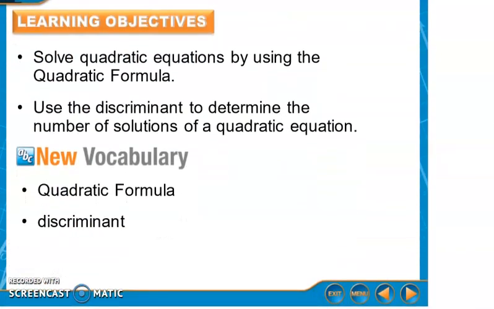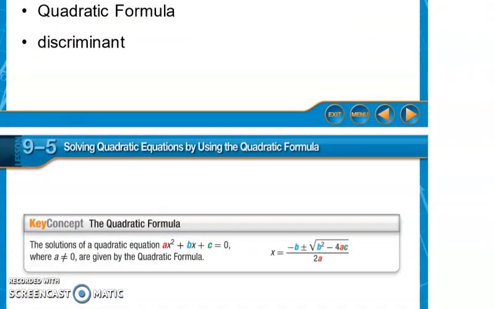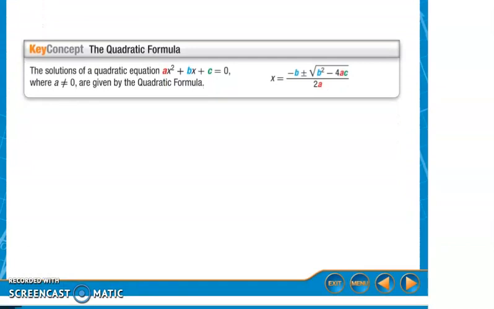So here's our objective today, to solve quadratic equations by using the quadratic formula and use the discriminant. It's part of the quadratic formula. So if you would, go play the video links that I sent you with the quadratic formula song. Those will help you remember this and understand what's going on with this. So the quadratic formula looks like this. It's got a -b plus or minus the square root of b squared minus 4ac all over 2a.